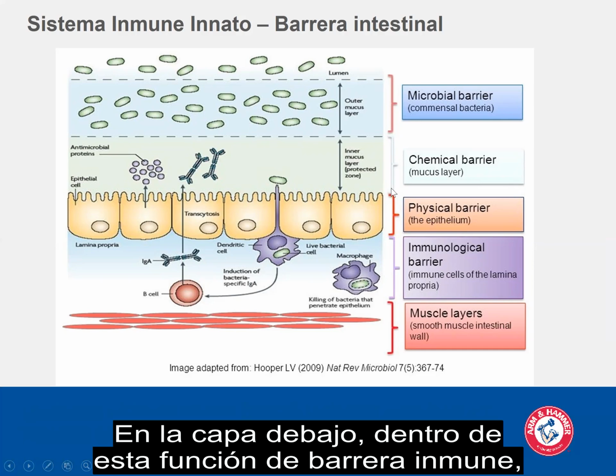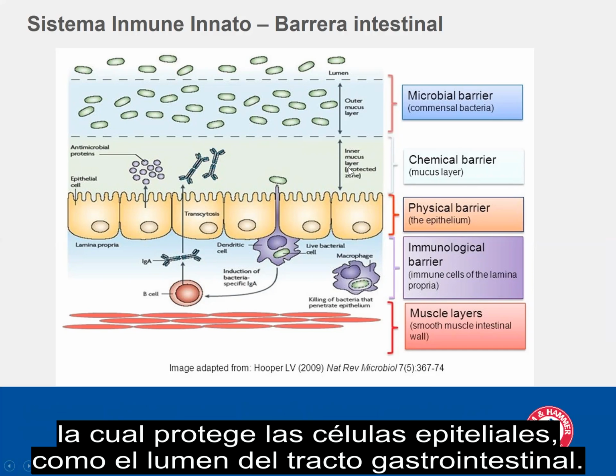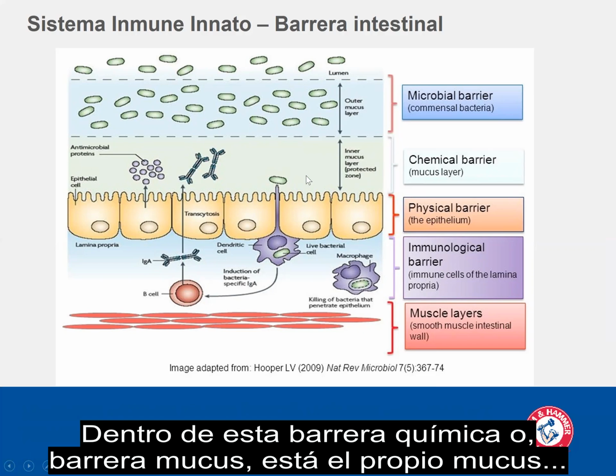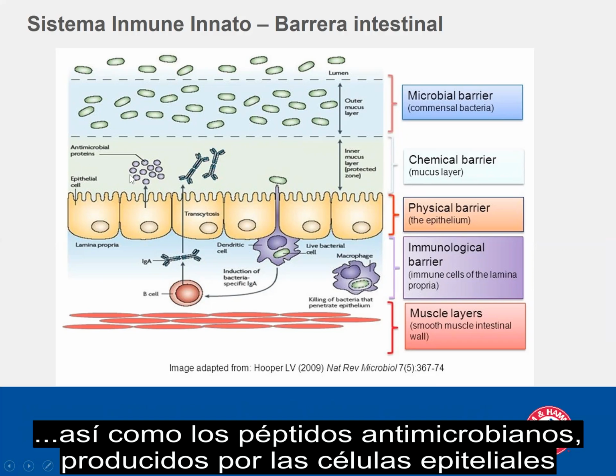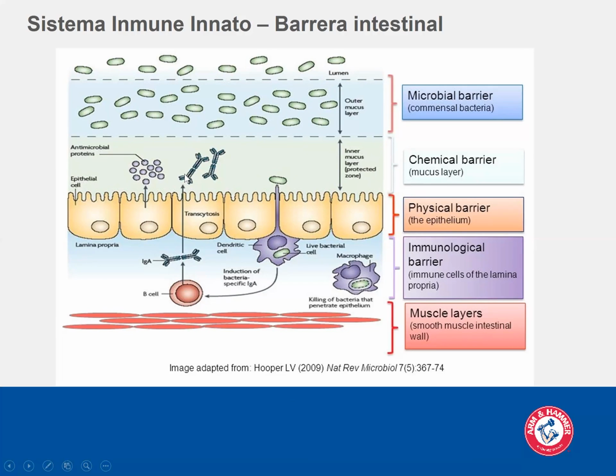One layer deeper of this immune barrier function is the chemical barrier. And this is the thick mucus layer that protects the epithelial cells from the lumen of the gastrointestinal tract, for example. And within this chemical barrier, or this mucus barrier, there's the mucus itself, as well as certain antimicrobial peptides that the epithelial cells themselves may produce to protect them from invading bacteria.